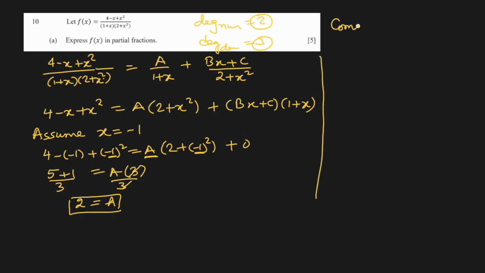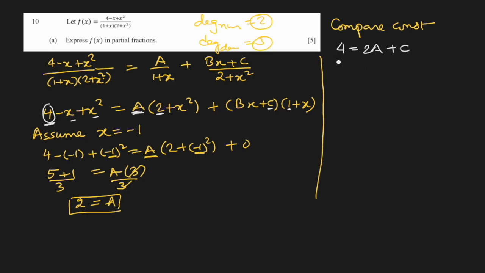Let's compare constants first, on the right hand side and left hand side. On the right hand side, the constant is just 4. This is x squared, so this is the constant. Here a multiplied by 2, a constant multiplied by a constant, will give us a constant. So 4 will be equal to 2a, and here c is the constant and 1 is the constant. Others have x, so we will not involve them. c times 1 is c. So 4 is 2a plus c.